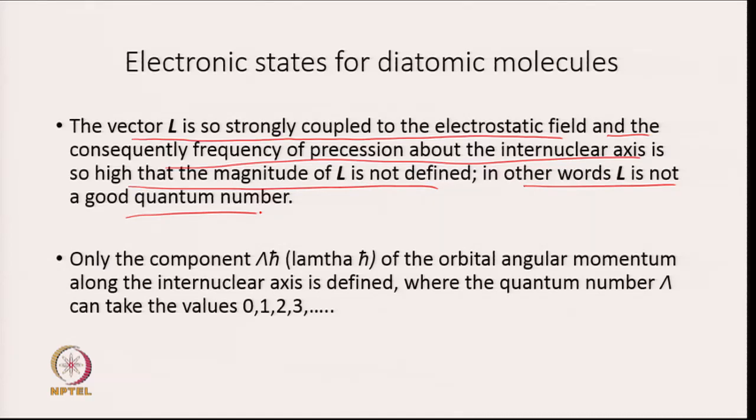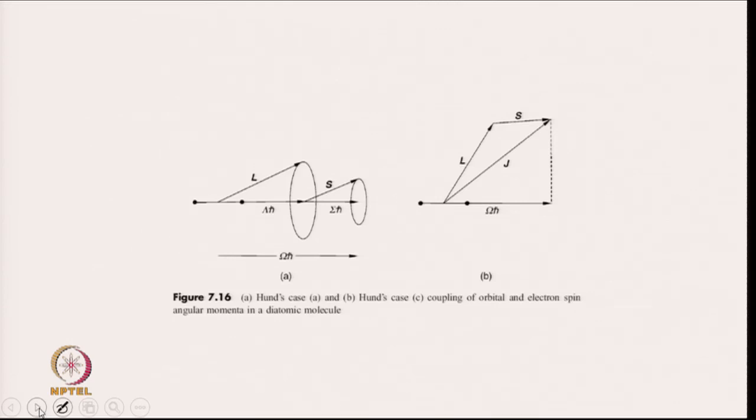What we are going to look at is the orbital angular momentum along the internuclear axis, which is defined and which is equal to lambda h cross, where the quantum number lambda can take values 0, 1, 2, 3. So, look at this picture. Here we are not concerned about L, what we are concerned about is its component along the internuclear axis, and that is lambda h cross.